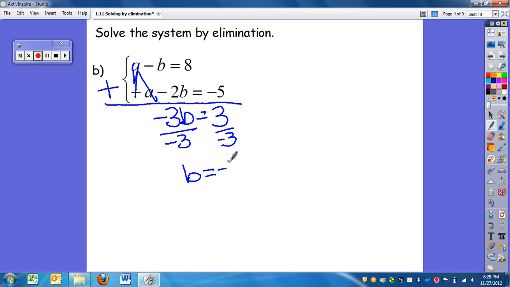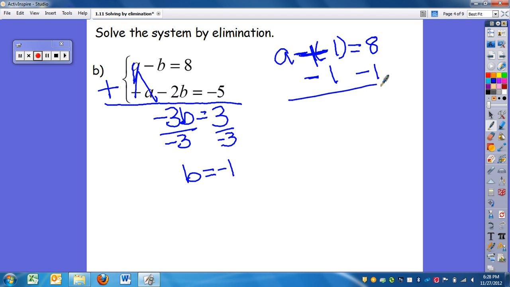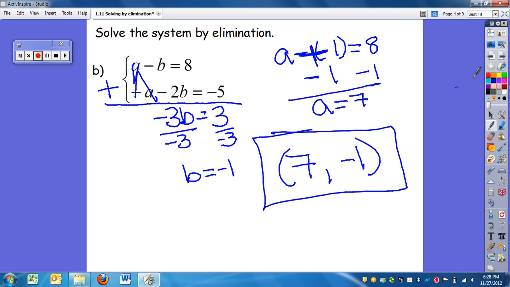b is negative 1. So then I'm going to plug negative 1 in for b into one of these two equations. I'm going to pick the top one. So I have a minus negative 1 plus 8. That's a positive 1 since I have two negatives in a row. So I have a equals 7. So you might be thinking to yourself, okay, so how do I write my point of intersection because I don't have an x and y? Well, we always write them alphabetical. So since a is first in the alphabet, we go 7, and then b is next with negative 1. So my point of intersection of these two lines is (7, negative 1).